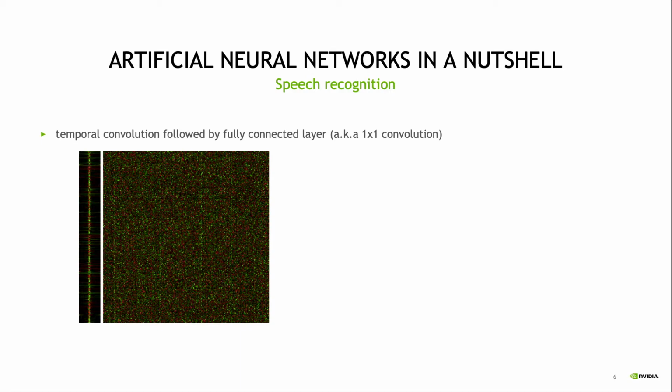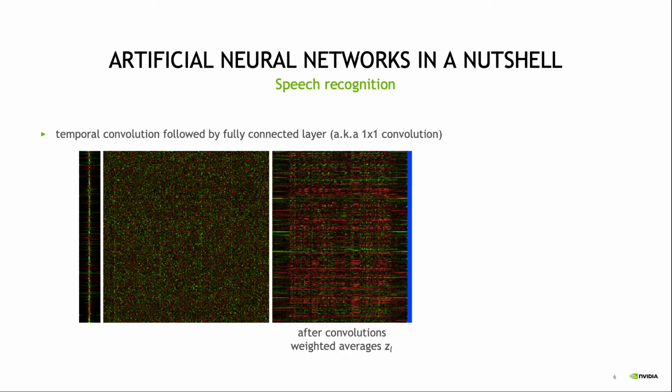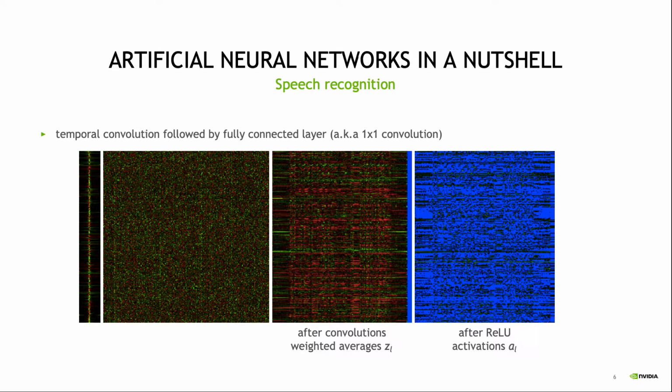Taking a look at one such block of a temporal convolution and a fully connected layer, and given a piece of audio, the averages C computed by the convolutions could look like this. Here, red means negative, green is positive, and blue is exactly 0. The activations computed by the rectified linear unit then clip all negative values to exactly 0, showing a lot of blue, meaning that in fact there is a lot of sparsity in the computation.